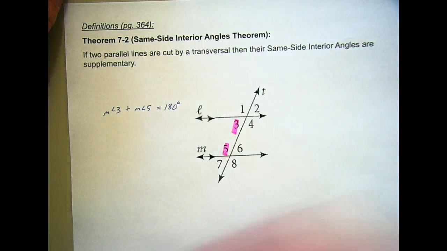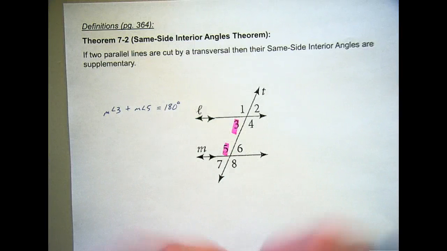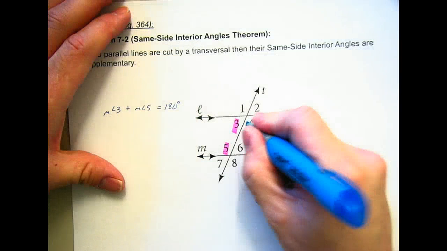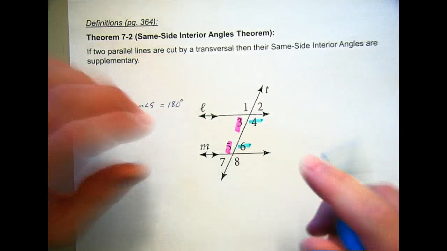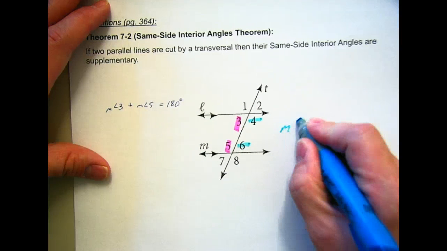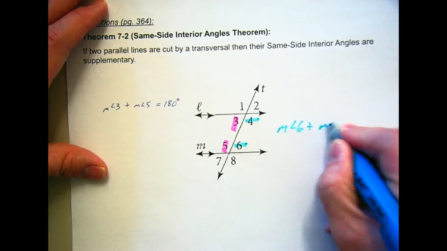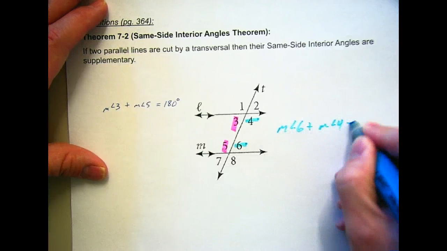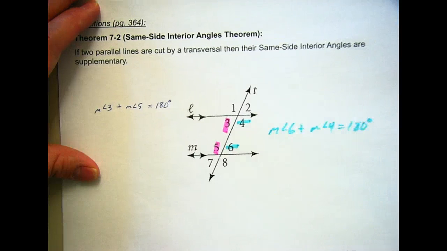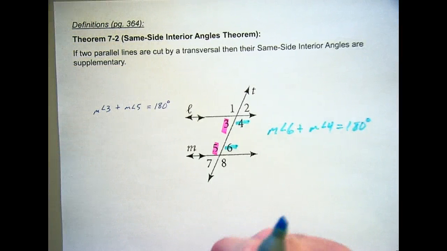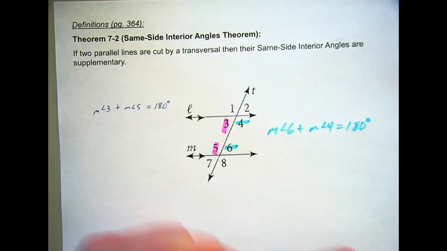All right. Tell your neighbor another set of same side interior. 6 and 4. Yeah. Good. So we got 6 and 4. Okay. Measure of angle 6 plus measure of angle 4 equals 180. All right. Questions?